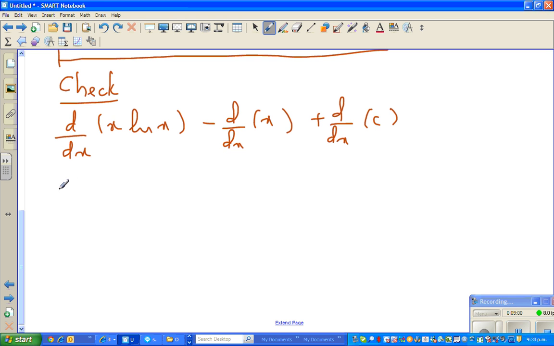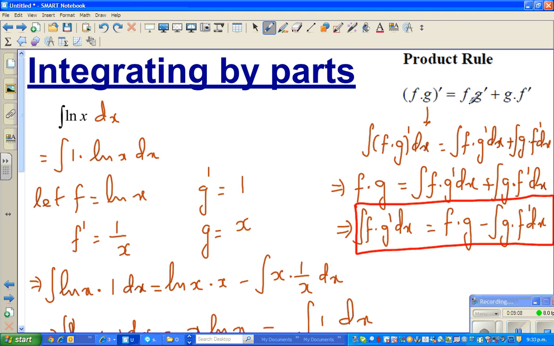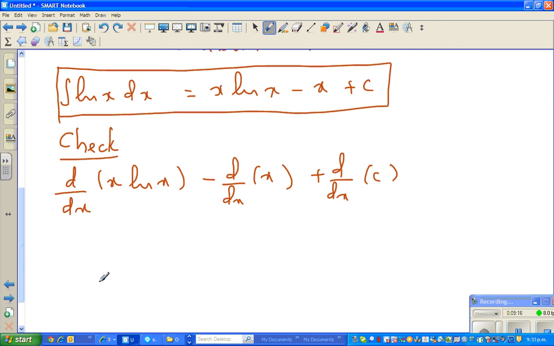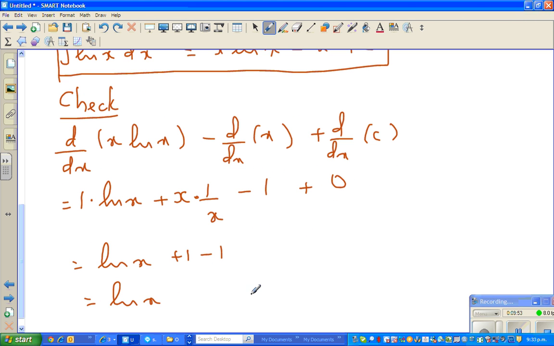Now I can use the product rule. So let us go back to the product rule. What does the product rule say? The product rule is f dot g dash plus g dot f dash. Using the product rule is very simple. You differentiate the first function, so the differentiation of x is 1, and you write the second function as it is. Plus, you write the first function as it is, and you write the differentiation of the second function, which is 1 over x, minus 1, and this is 0. The derivative of a constant is 0. So this becomes natural log of x plus 1 minus 1, and that is natural log of x. So you can give yourself a yes, 3 smiley faces.